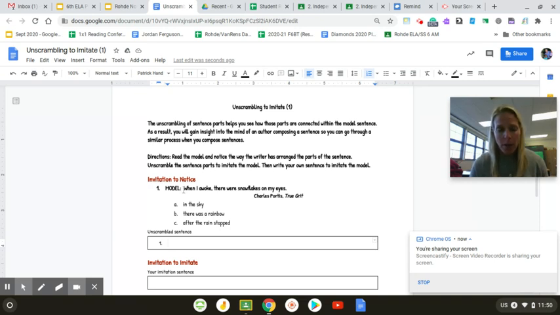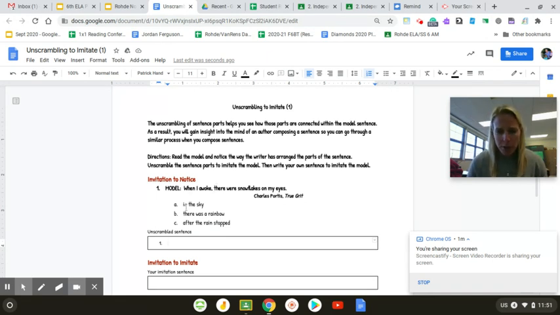So I want to look at this model sentence. And it says, "When I awoke, there were snowflakes on my eyes." Now I want to take these parts. This is a sentence again, but it's been broken into parts. Now I want to try to imitate the way this sentence was written.